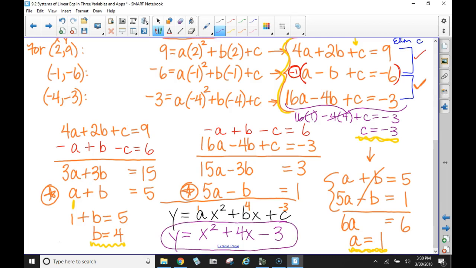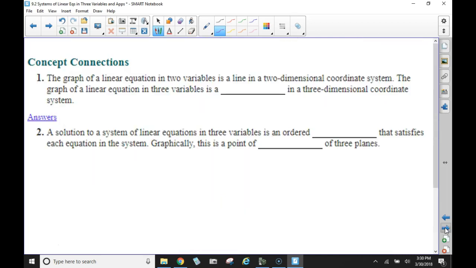That's kind of cool, isn't it? So if you need a degree 2 equation, if you have 3 points, you can do that. Just think about this: if you have 4 points, you can write a degree 3 equation, and so forth. All right, what else we got?